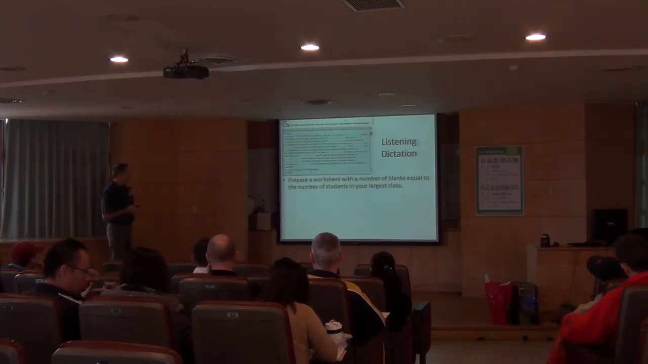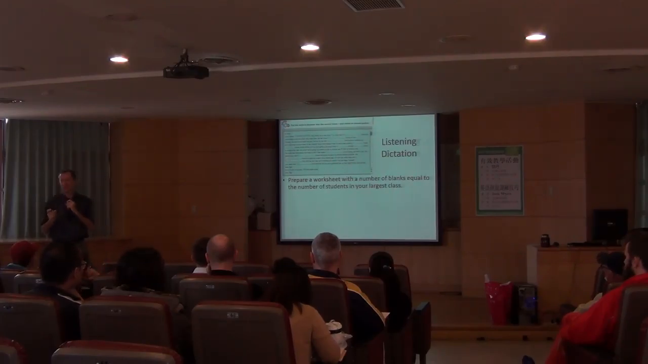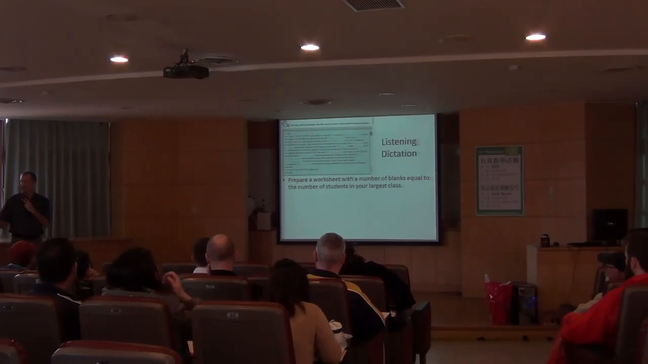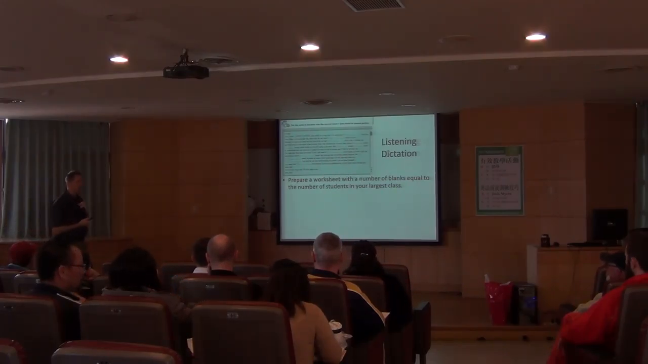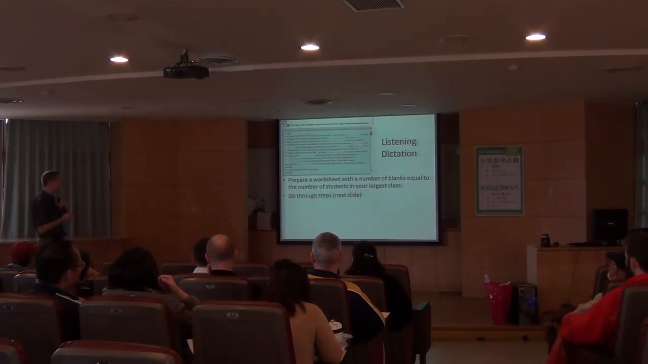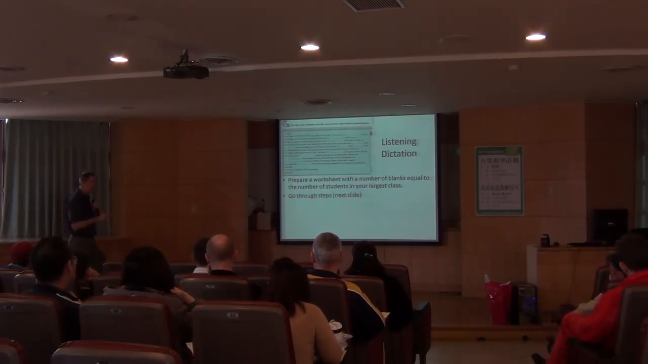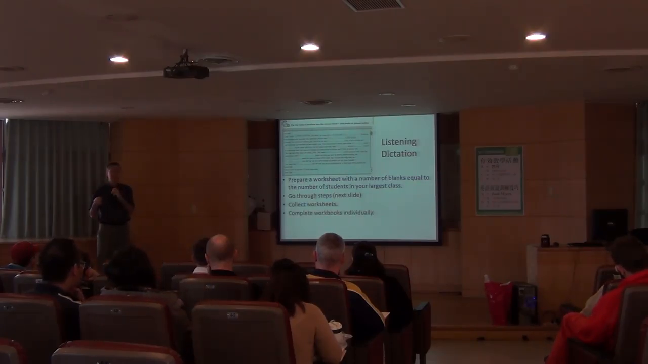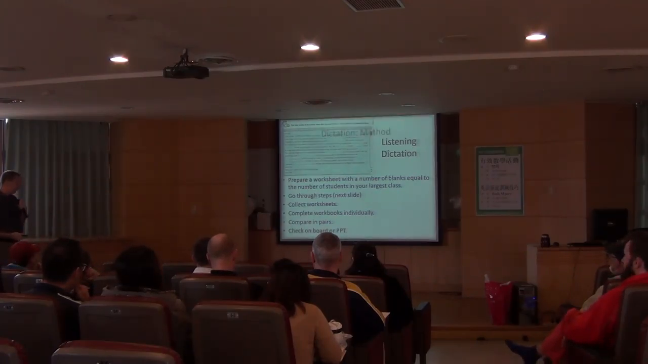Okay. For this, when you prepare a worksheet, the number of blanks on your worksheet is equal to the number of students in your largest class. So for you guys, you have 20 blanks? Right, so you have about 20 blanks on your sheet. You can go more than that, don't go fewer. And go through the steps, which are on the next slide. It'll be very, very clear after you go through that. Then you collect all those worksheets back, open your books, complete it, which they've already done in one sense by listening. Now they're going to do it just by reading. Compare in pairs, then check on PowerPoint.